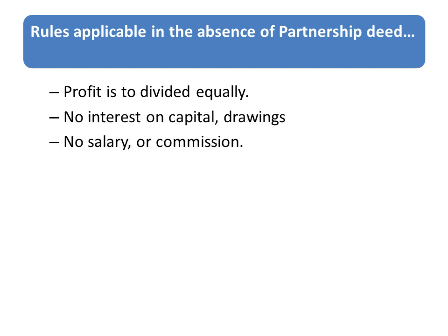Now, if the partners do not have a partnership deed, which rules are applicable? As per the Partnership Act 1932, the following rules will be applicable. Profits are to be divided equally. Whatever the partners may say, if a dispute arises, the court will say it should be divided equally. No partner can claim interest on capital, and at the same time, no interest is to be charged on drawings. No partner can claim any salary or commission, even if he is working hard or looking after a particular department. In case there is no partnership deed, no salary or commission can be claimed.